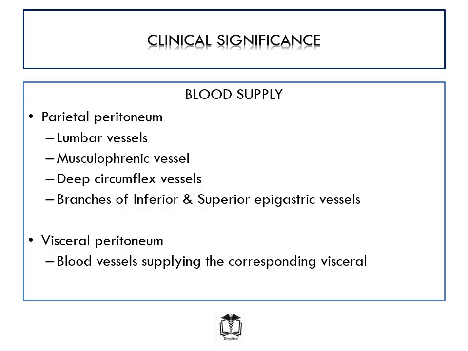For blood supply, the parietal peritoneum is supplied by a number of blood vessels, including the intercostal vessels, the musculophrenic vessels, deep circumflex vessels, and the branches of the inferior and superior epigastric vessels. For the visceral peritoneum, the blood vessels supplying it will come from the corresponding visceral supply.